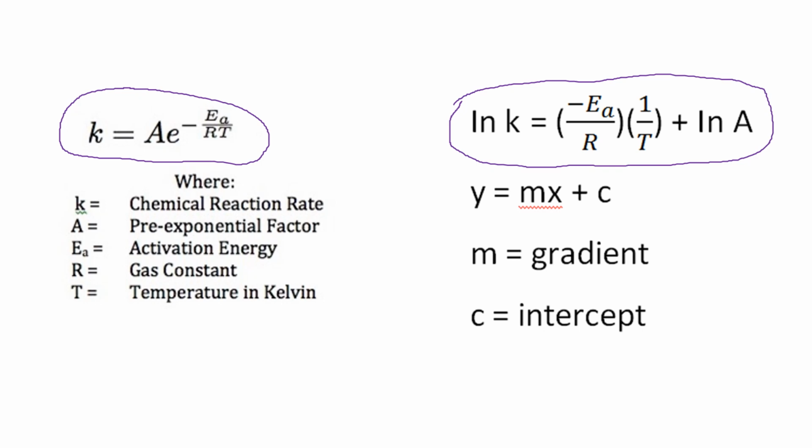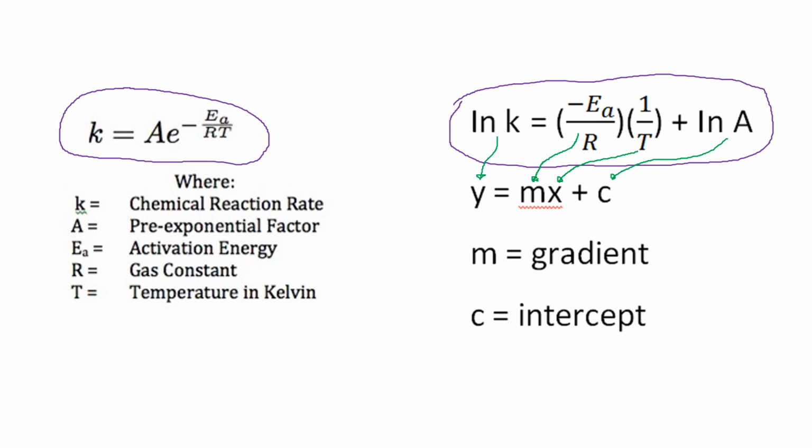And you can see here it's in the form of y equals mx plus c, which is the equation of a straight line. So the natural log of K corresponds to the y-axis. Minus EA over R is m, which is your gradient. So we're going to plot a scatter graph and get a line of best fit to calculate the gradient. And then 1 over T goes on the x-axis. And c is the intercept, which is where it crosses the axis, and that is the natural log of A. We don't actually have to worry about that. That doesn't come into our calculations at all.